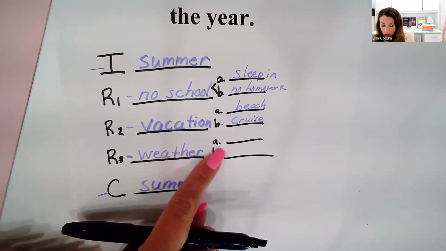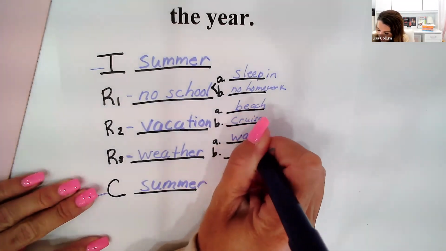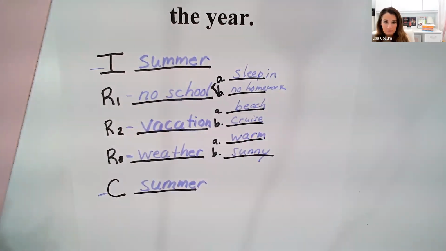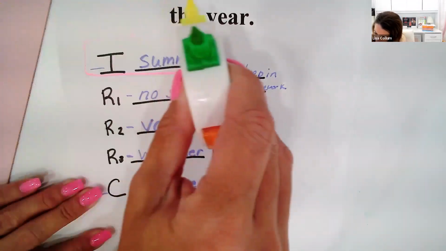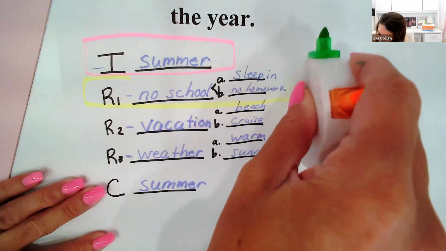And two things about the weather in the summer that I can talk about is that it is warm and sunny. Warm and sunny. Okay. You guys don't have to do this part. I'm just doing this part to show you.